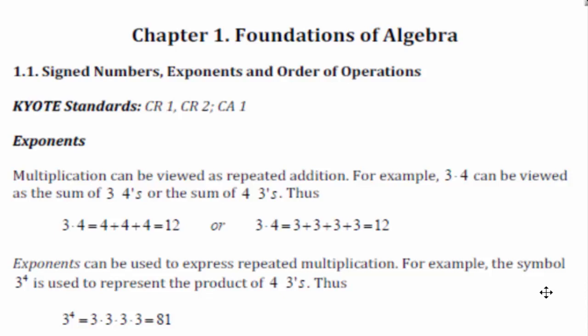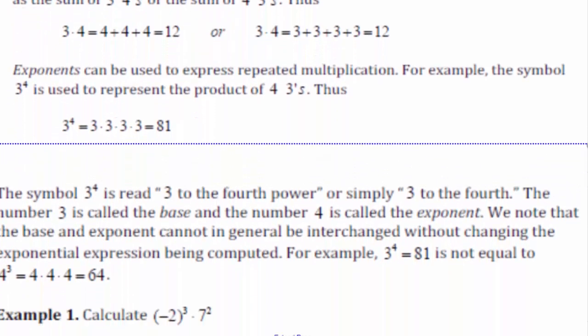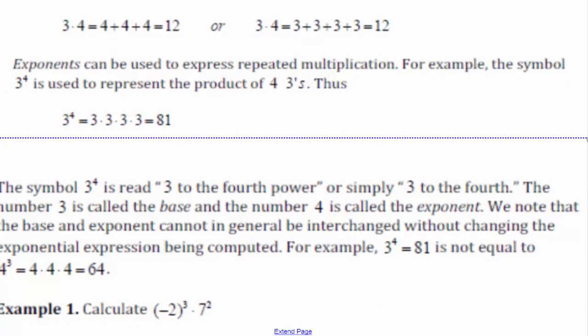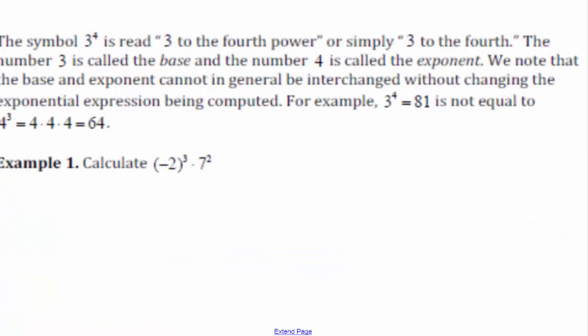Just like that, exponents can be expressed through multiplication. 3 to the 4th is 3 times 3 times 3 times 3, which is 81. Hopefully this is all review. So 3 to the 4th is read 3 to the 4th power, right? Make sure you don't confuse it with 4 to the 3rd power.